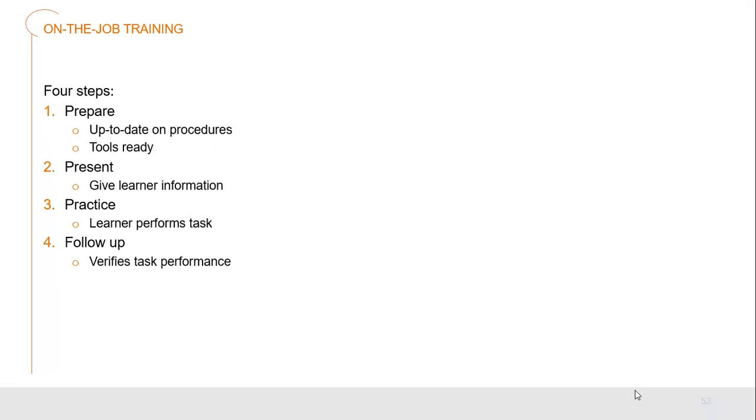On-the-job training involves 4 main steps. Prepare. You need to make sure as a trainer that you're up to date on the correct procedures that need to happen. You should have all the tools ready for when that employee comes to you for that training. Then you present to them. You give that learner all the information that they need to understand that new role and that new task. That employee should now be learning how to perform that task and should practice it as well.